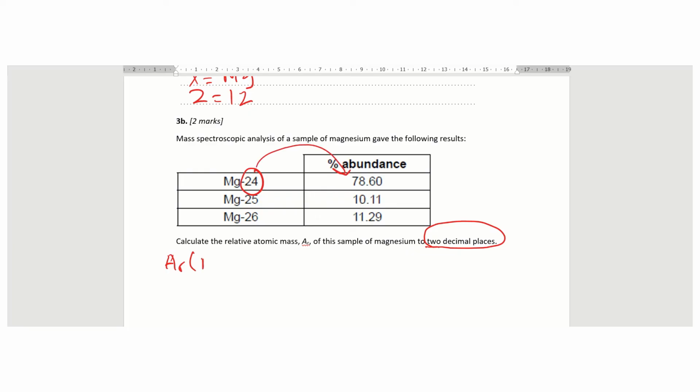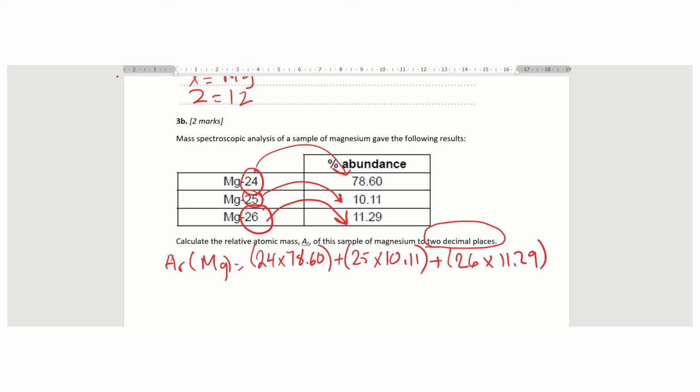So the AR of magnesium is going to be 24 times its abundance, which is 78.6, plus the mass times the abundance of the next isotope, so it's 25 times 10.11, plus the mass number and the abundance of the third isotope, so it's 26 times 11.29. And then I divide all of this by 100 because we're looking at the percentage abundance. So if you add up all the abundances, you should get 100, and that's why we divide by 100.